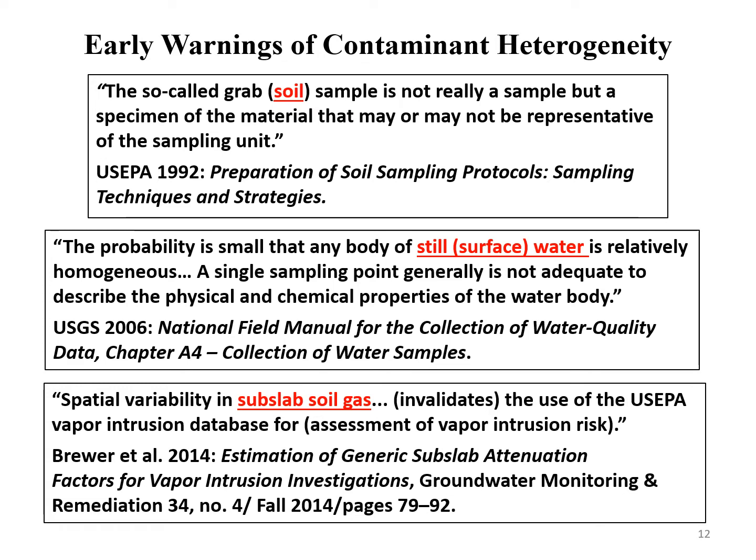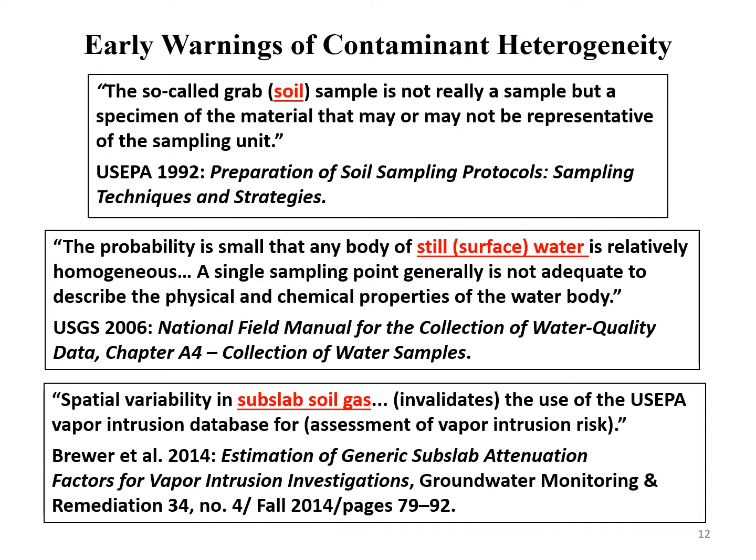Looking at water, the probability is small that any body of still surface water is relatively homogeneous. A single sample point generally is not adequate to describe the physical and chemical properties of the water body. USGS, 2006. They understood that even contaminants, say you're looking for bacteria and other things in water, could be highly heterogeneous and random over small distances.